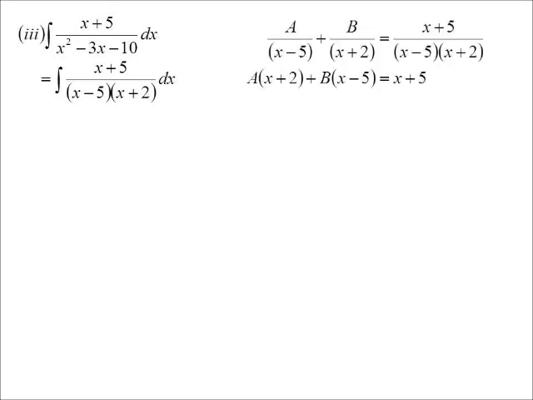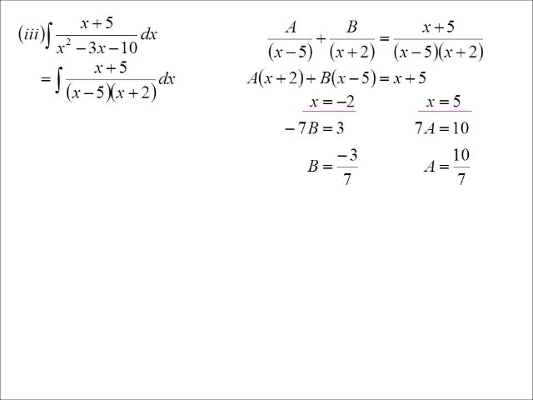Alright, let's do one with a quadratic denominator. Well, that doesn't divide any further, but the bottom factorises. So again, we'll set it up: a over x minus 5 plus b on x plus 2 must give me my fraction. Multiply everything by x minus 5 times x plus 2. It's another one where I just substitute a couple of numbers in. If I substitute in negative 2, we'll be able to work out b straight away. If I substitute in 5, now the b disappears, and I get a straight away.